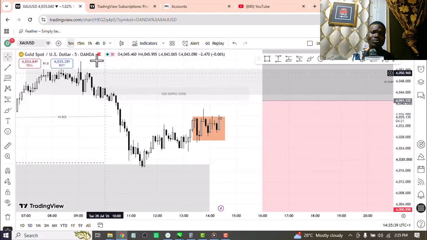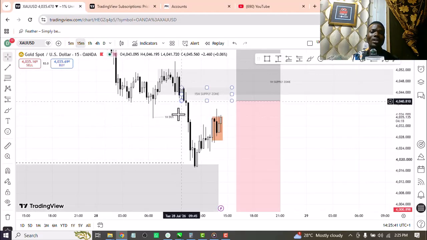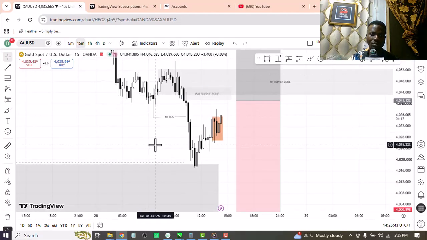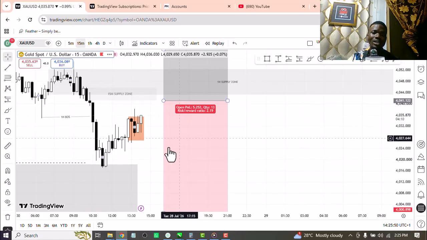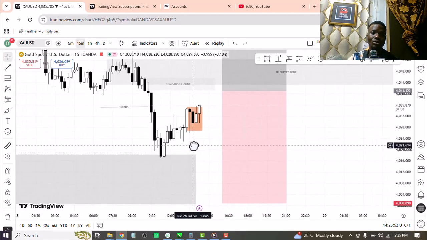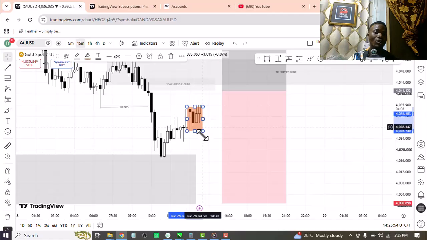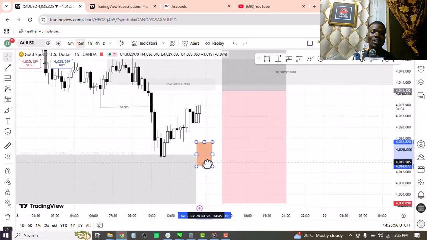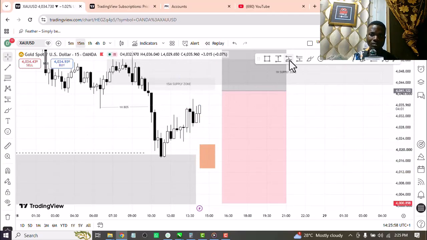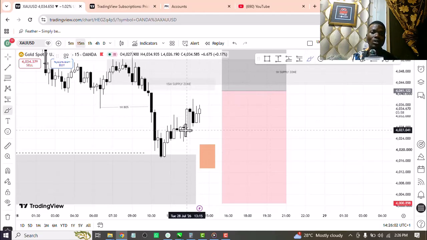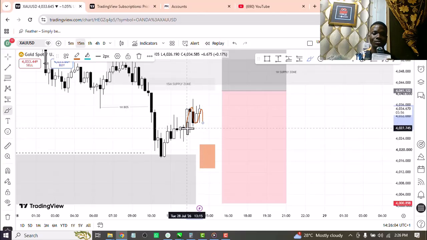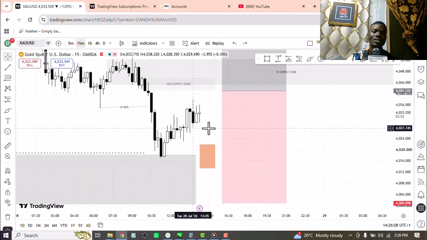But let us assume we are on 15 minutes, or even 1 hour. Even on 15 minutes right now, we might say price is consolidating, if you know how to read it. But when you are working with the 15-minute time frame, you will not see a lot of candles, unlike when you are on the 5-minute time frame.